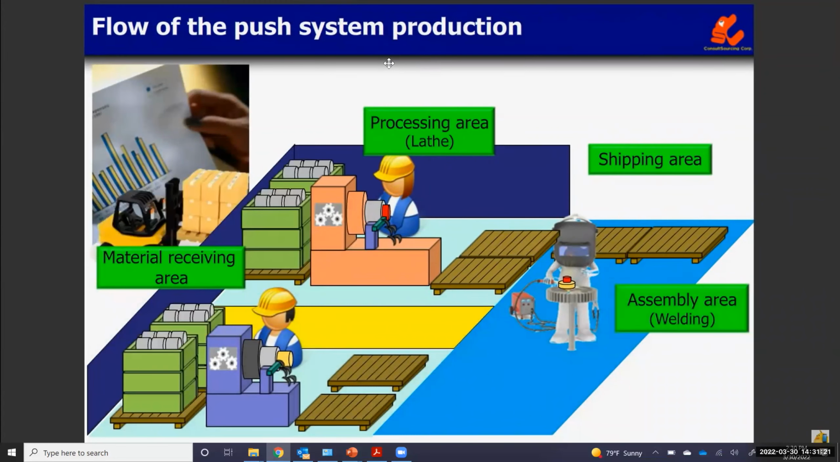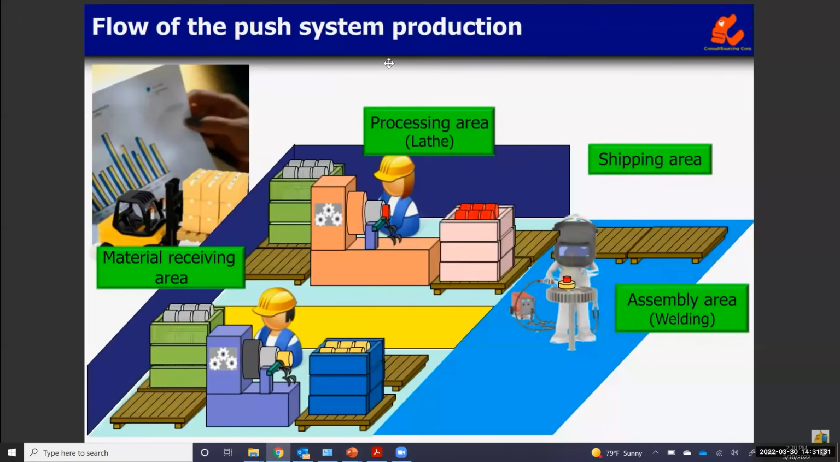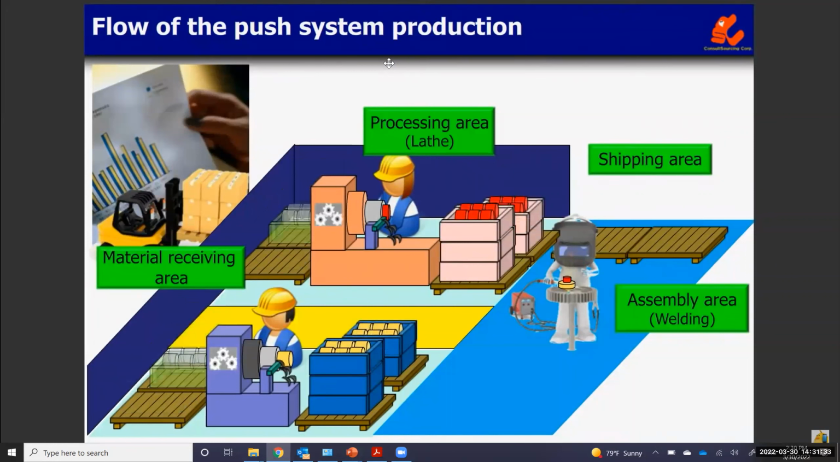Based on the production schedule, the materials will be procured. Materials are ordered in a large lot in order to keep the purchasing price low. Then, parts are processed using the delivered materials and following the production schedule.